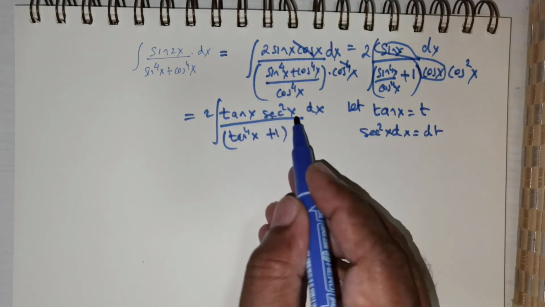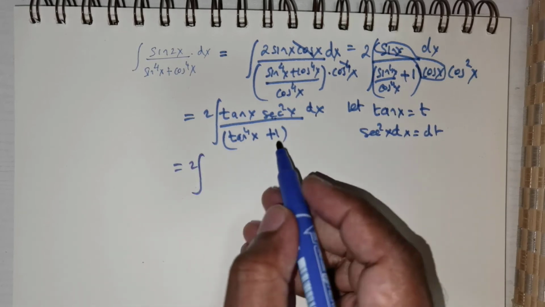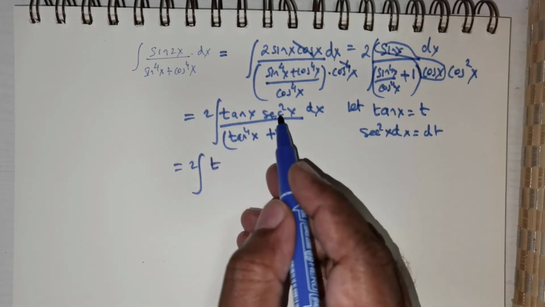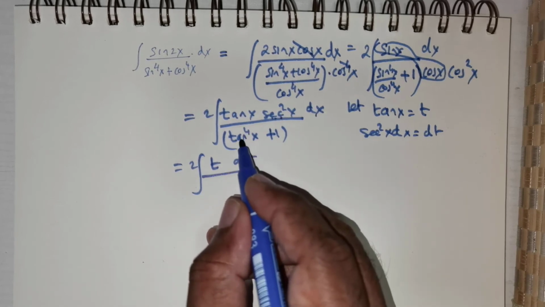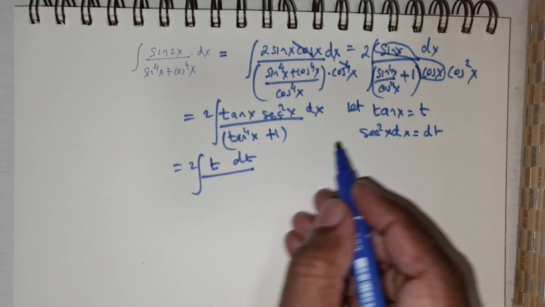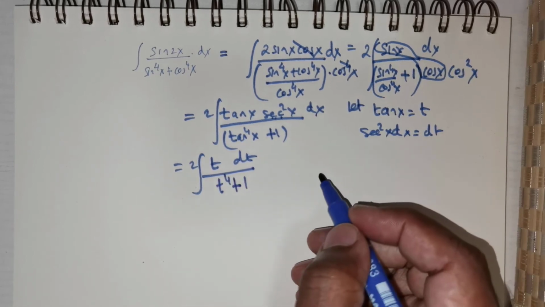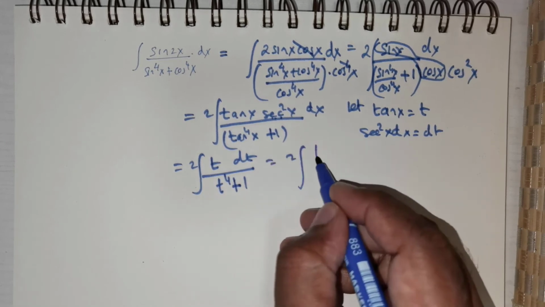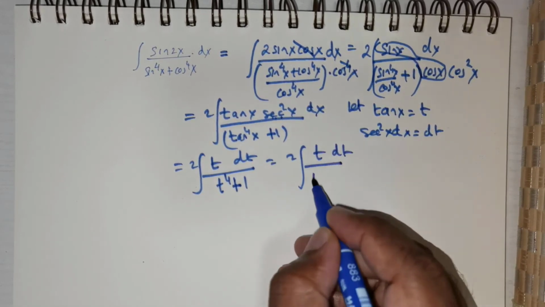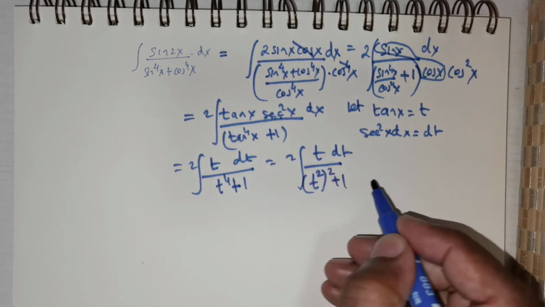Now clearly you can see that secant squared x dx is there. So just substitute that. So it's going to be 2 times, in place of tan x you get a t, in place of secant squared x dx you get a dt, in place of tan raised to the power of 4x, you have t raised to the power of 4 plus 1. Now what I wish to do is rewrite this as 2 times integral t dt over t raised to the power of 4. I'm going to write it as t squared raised to the power of 2 plus 1.